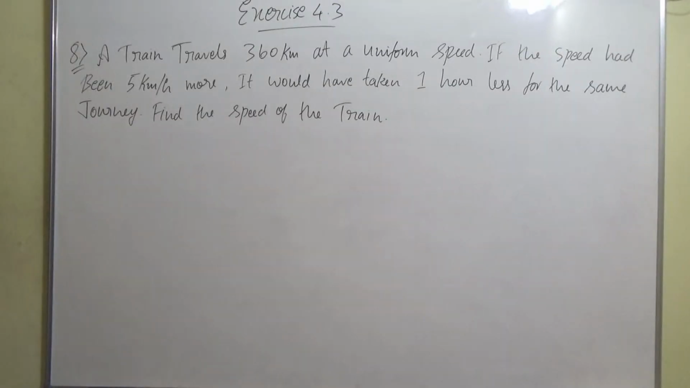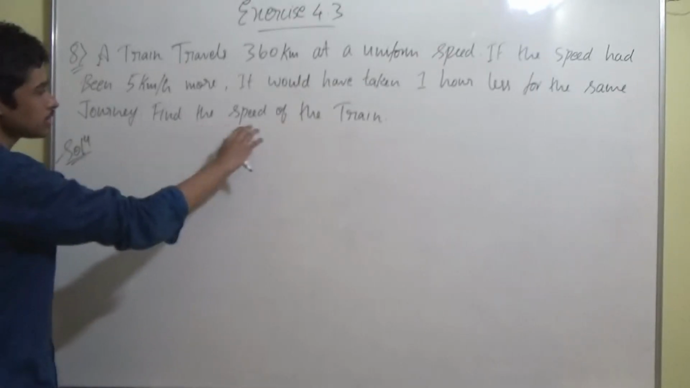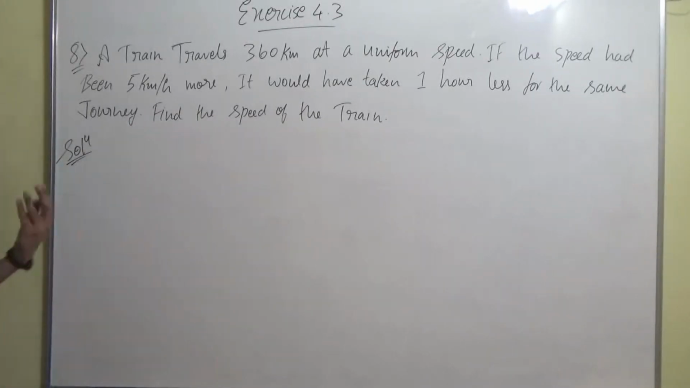Okay guys, now let's go to the 8th question. 8th question says, a train travels 360 kilometers at a uniform speed. If the speed had been 5 km per hour more, it would have taken 1 hour less for the same journey. Find the speed of the train. Okay guys, so what are they asking in the question? They're asking to find the speed of the train, which means that's what we are going to assume as the variable which we have to find.